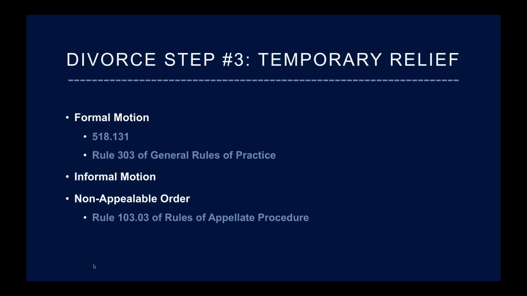And again, as a cost-saving measure, be allowed to come in and do this by letter brief or phone conference or something like that. To the frustration of many litigants, it's just important to point out that temporary orders are not appealable. So under Rule 103.03 of the Rules of Appellate Practice, you have to have a final order if you are going to appeal something.